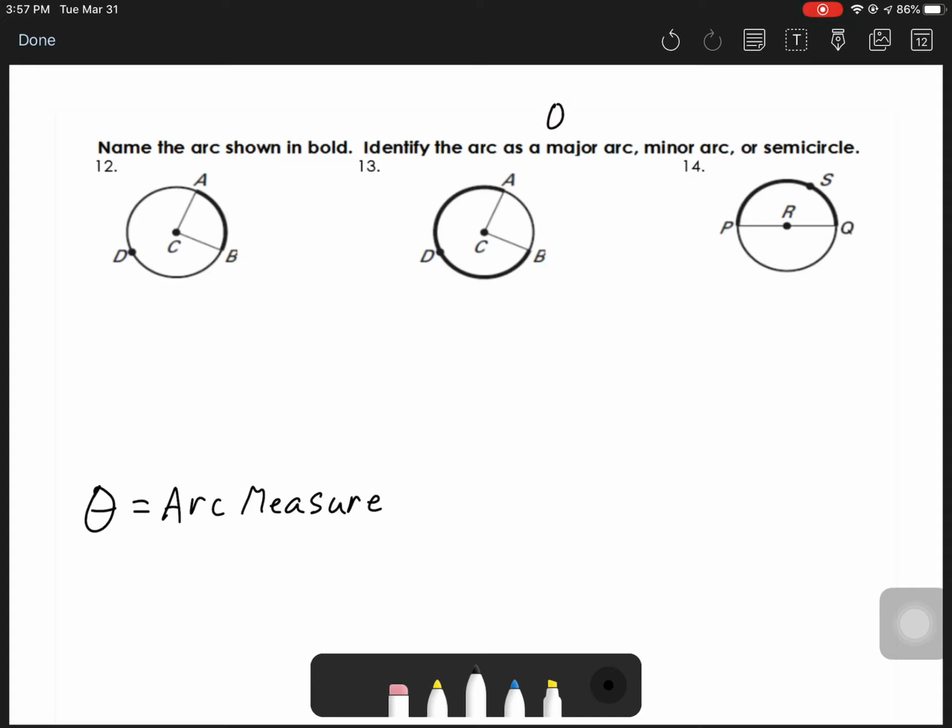If theta is greater than 180, we know it has to be a major arc. If theta is less than 180, it's a minor arc. And if it's exactly 180, then we know it's a semicircle. So this first example here, we're going from A to B. That looks probably like 80 degrees, 90 degrees. And since that is less than 180, it is going to be a minor arc.